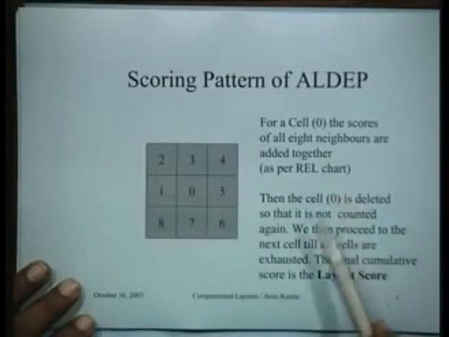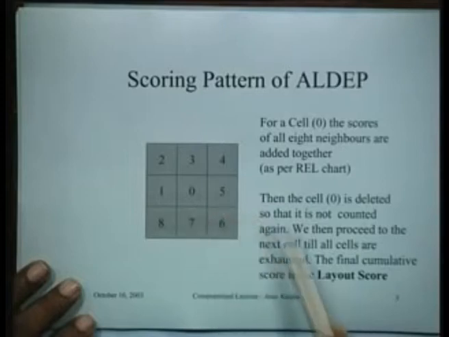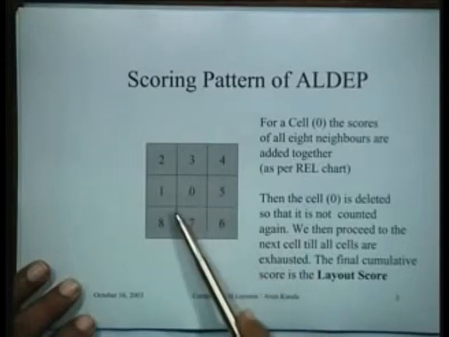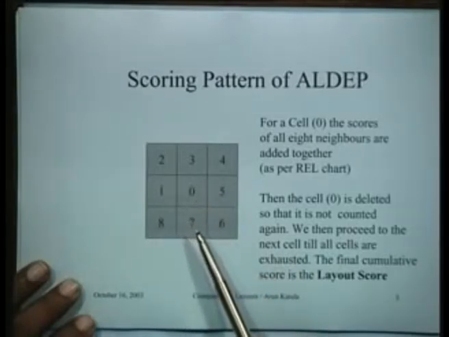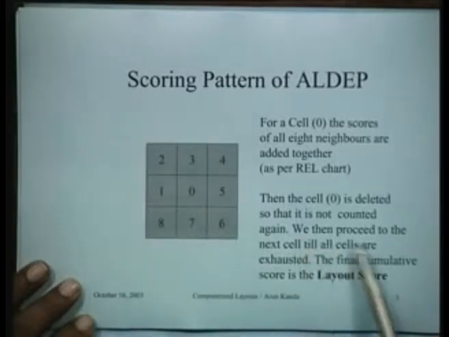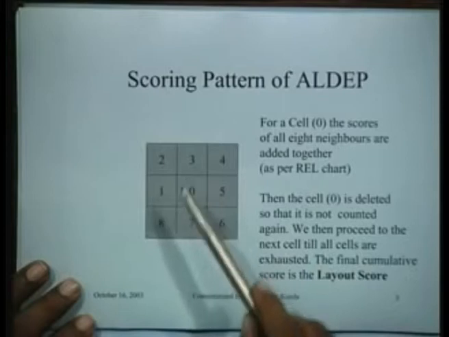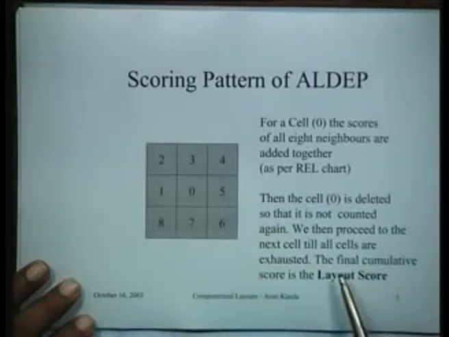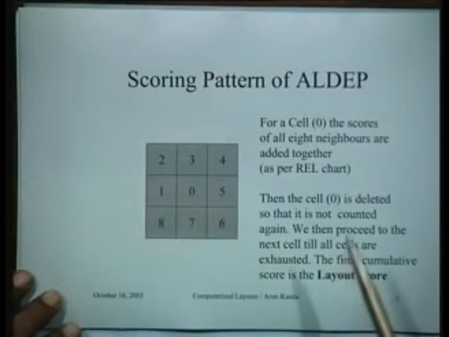and would be given marks. And then after having done that, cell 0 is deleted so that it is not counted again. So you can put a cross on cell 0 and go to the evaluation of the next cell, and evaluate all the neighbors for that particular cell and keep on adding the values there. So we then proceed to the next cell till all cells are exhausted in the entire space, and the final cumulative score is the layout score. So this is the basic procedure by which ALDEP assigns a score to a layout.